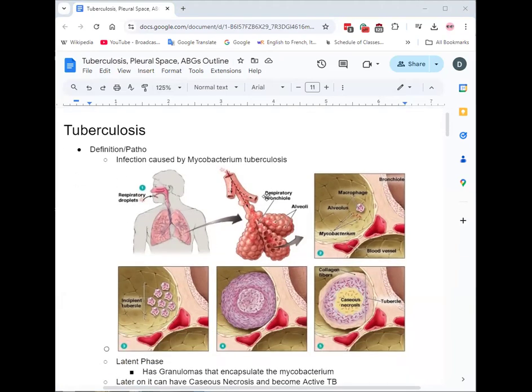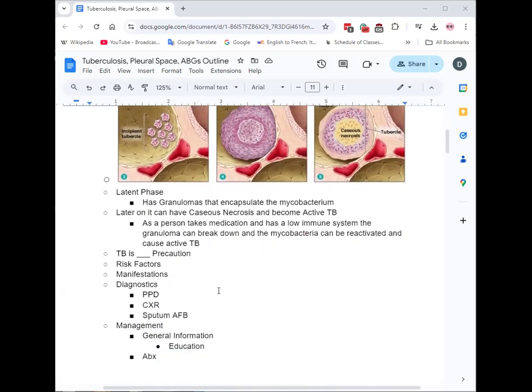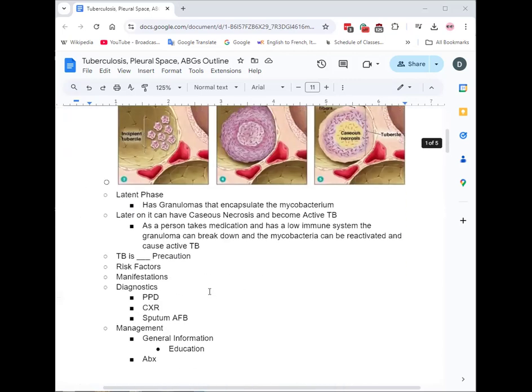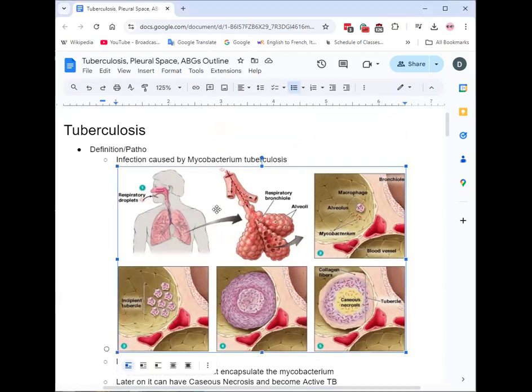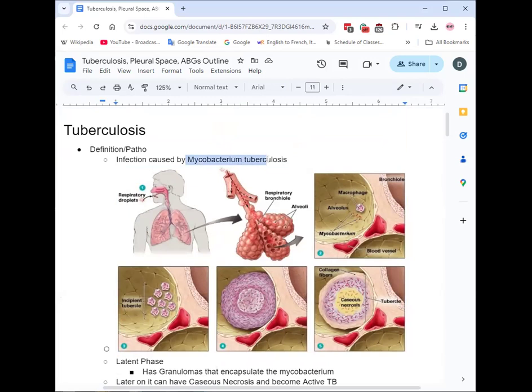The main thing with the tuberculosis is that there's a lot of patho. You don't really need to know all the patho. So I'm just breaking it down into the very basics so we can focus more on the more important stuff that you need to know about TB. So this picture here is a pretty good showing of how tuberculosis develops in the body. It comes from this bacteria, the Mycobacterium tuberculosis. You breathe it in through aerosolized droplets.